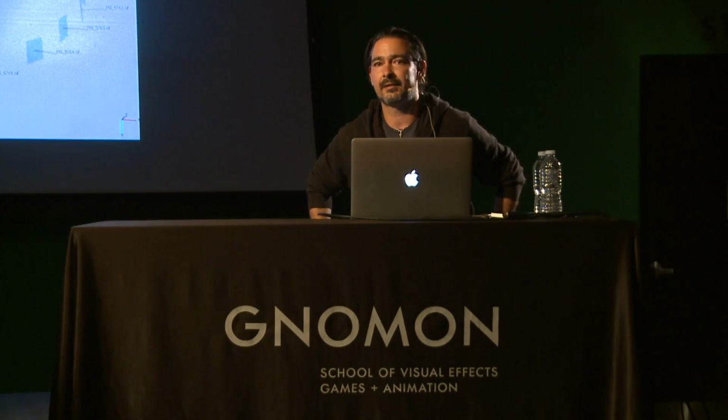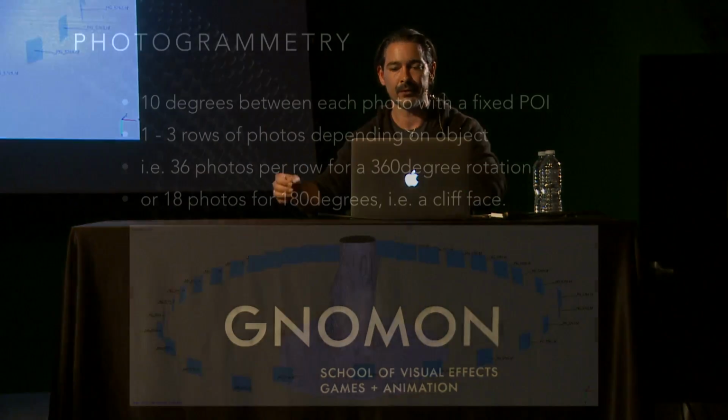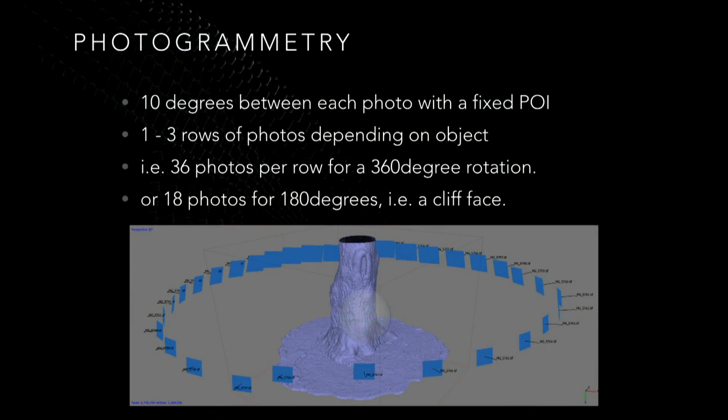So, in regards to taking the pictures. So 10 degrees between each photo with a fixed point of interest. So this is a tree trunk that I did, and those blue rectangles represent where I took a photo. And so that's something that Photoscan ends up showing you once you process an asset.